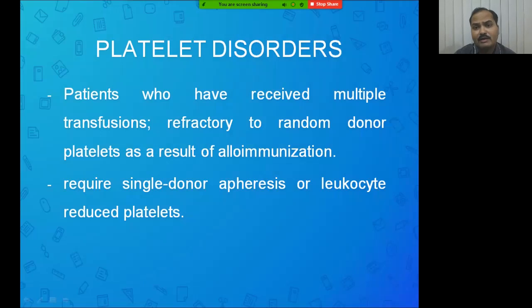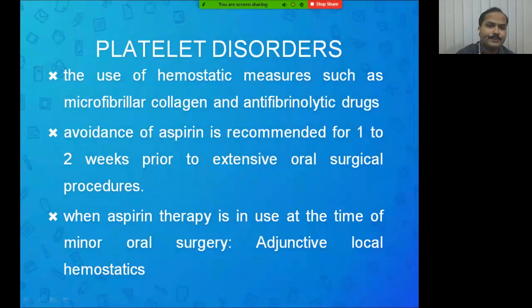So in patients who have received multiple transfusions of these platelets, they become refractory to random donor platelets as a result of alloimmunization. So we will require a single donor apheresis or leukocyte-reduced platelets in such cases which have become refractory. The use of hemostatic measures such as microfibrillar collagen or the antifibrinolytic drugs.